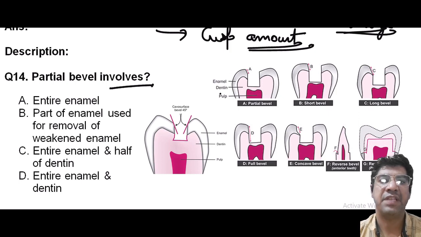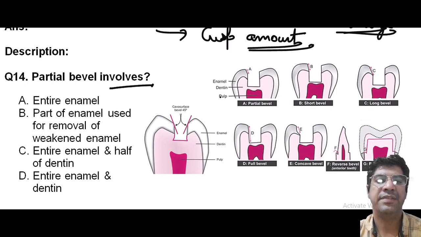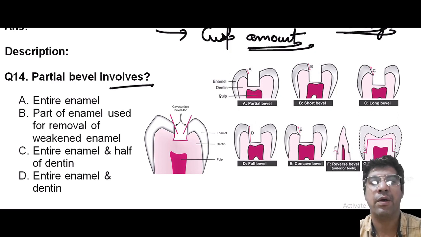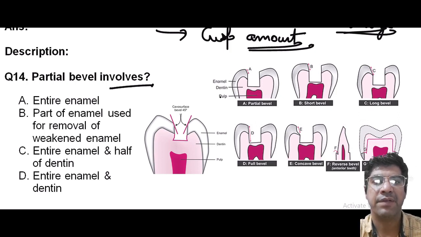So this surface is typically directed away from the main cavity preparation and it is placed on the cavo surface margin. Bevels are given to enhance the retention form. In the context of a cast inlay, a bevel may be applied to the margin of the cavity preparation. A cast inlay is a type of dental restoration that is custom made in the dental laboratory and then cemented or bonded into the prepared cavity. So bevels can be used in cavity preparation for cast inlays for various purposes.